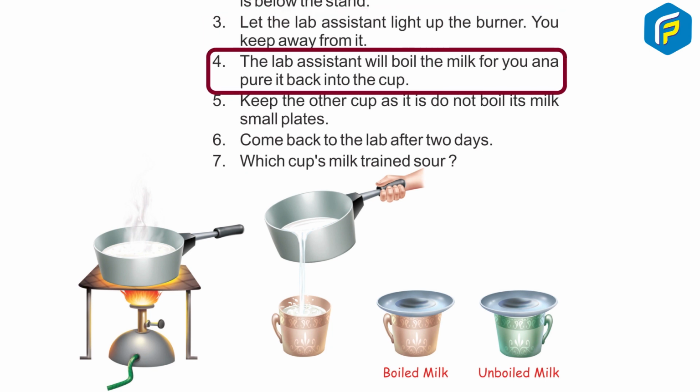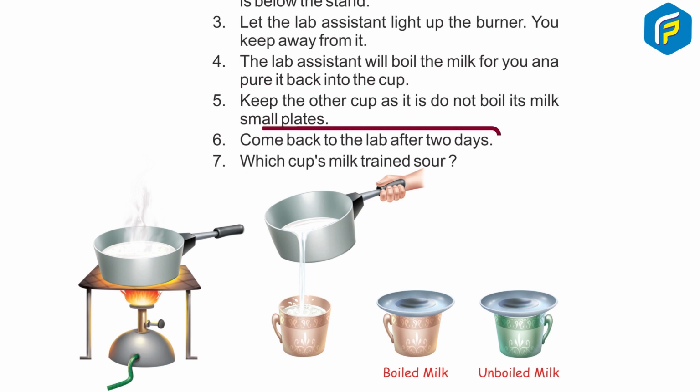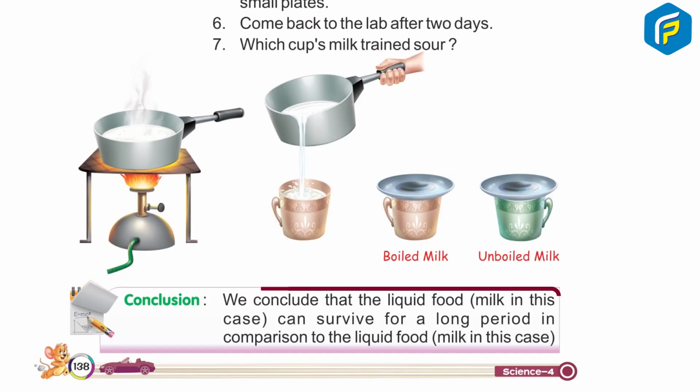4. The lab assistant will boil the milk for you and pour it back into the cup. 5. Keep the other cup as it is. Do not boil its milk. Cover both with small plates. 6. Come back to the lab after 2 days. 7. Which cup's milk has gone bad?